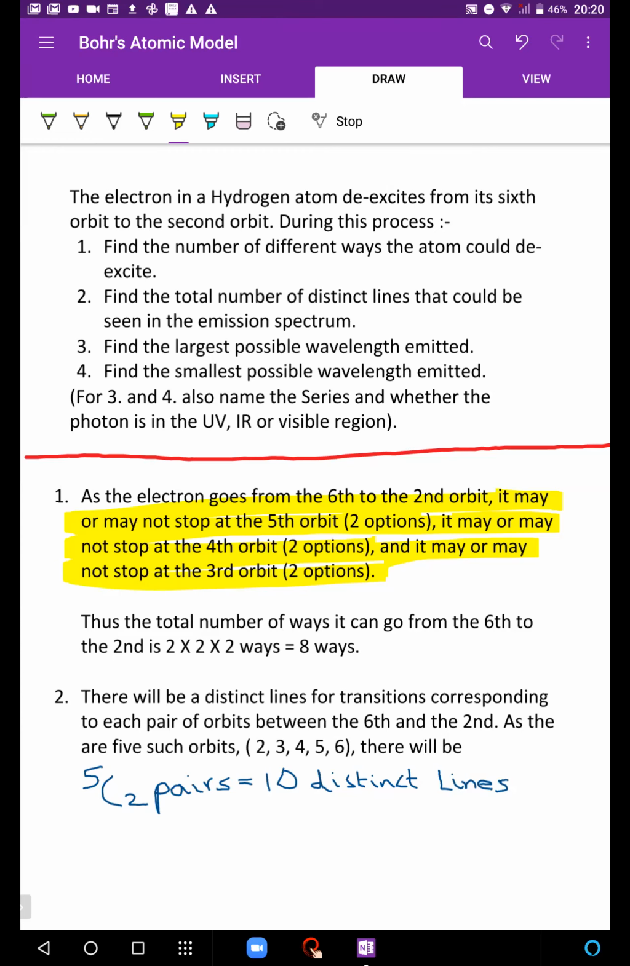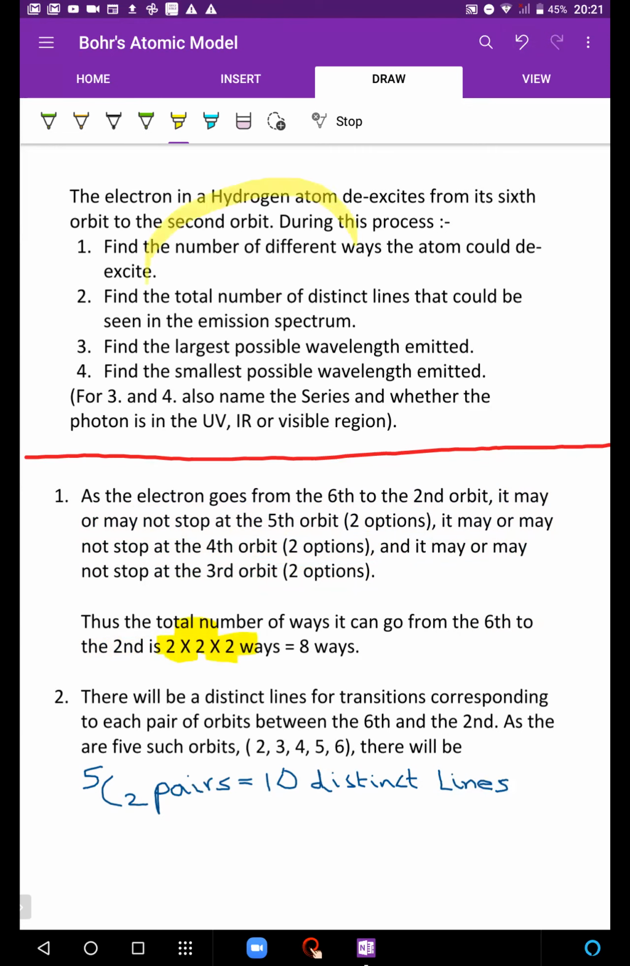6th पे रुक स्टार्ट करना ही है. 2nd पे रुकना ही है. There's no other choice. But for 5, 4 and 3 there are choices. So by multiplication rule, the total number of ways it can go from the 6th to the 2nd orbit is 2 into 2 into 2.